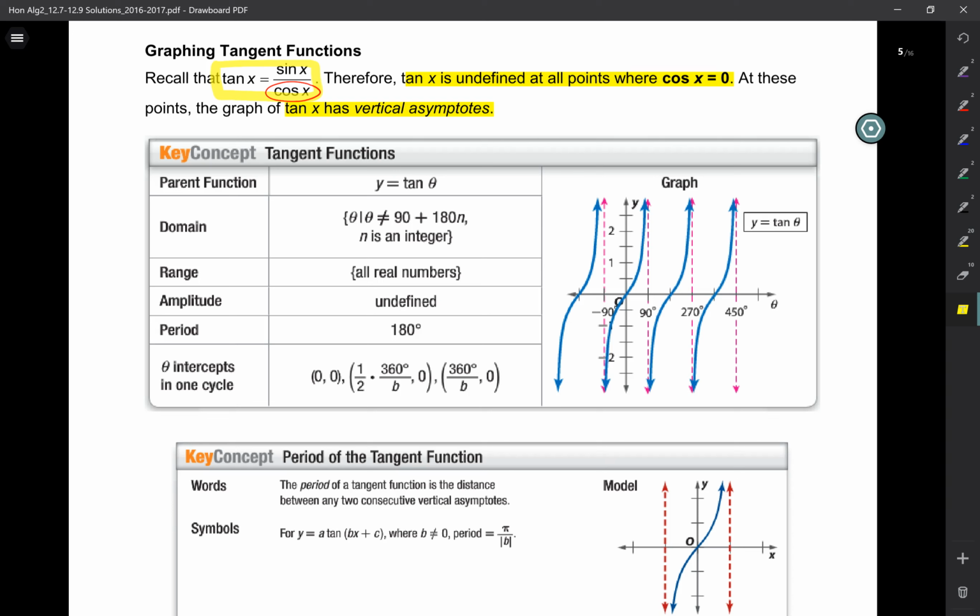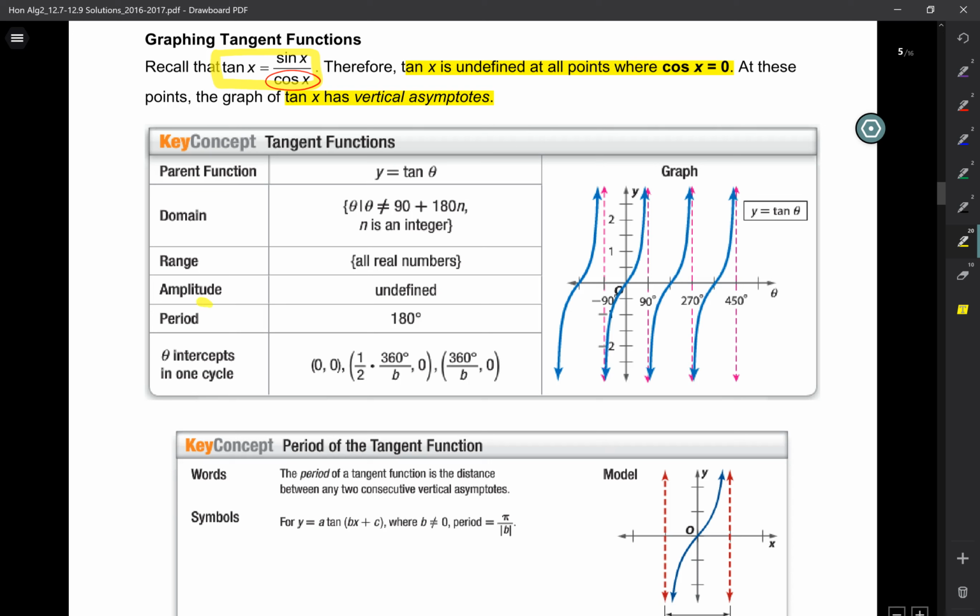Now, what about the period of the tangent function? What was the period of the sine and the cosine? 0 to what? 360. So it's 360 or 2 pi. The period of the tangent is just 180. Okay, so the period is 180 or pi. That means the tangent completes one cycle in a length of 180 degrees.